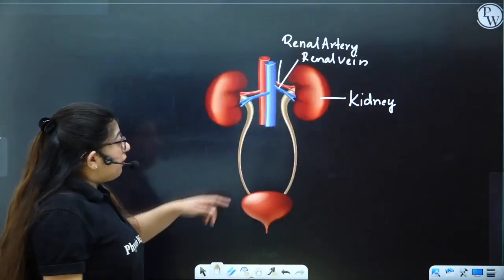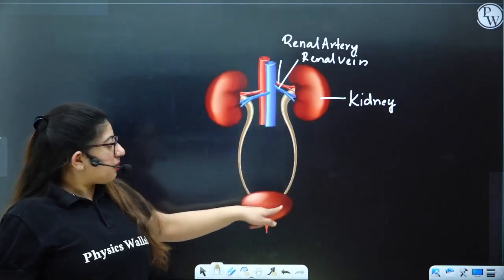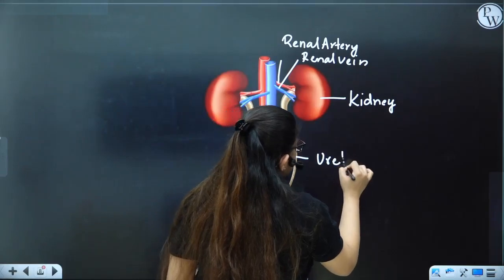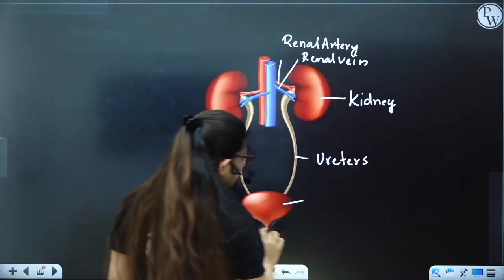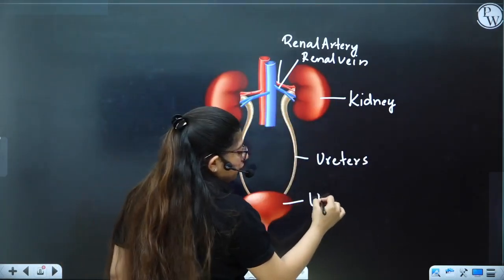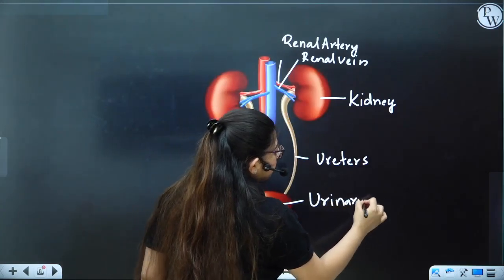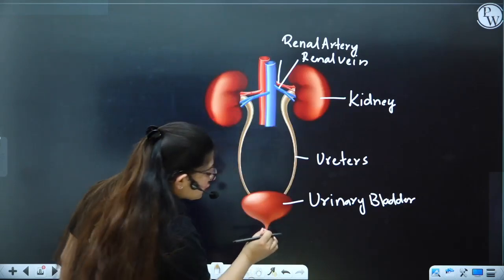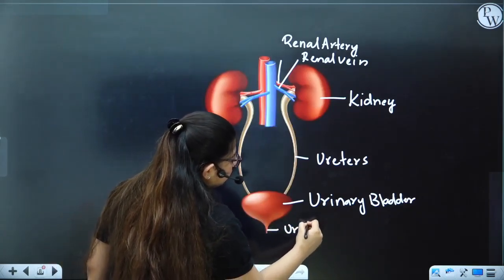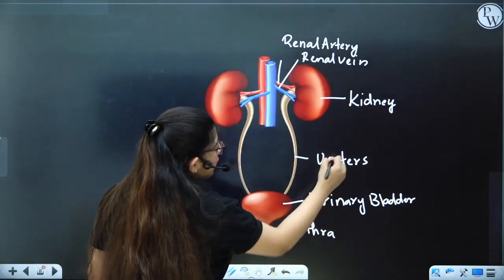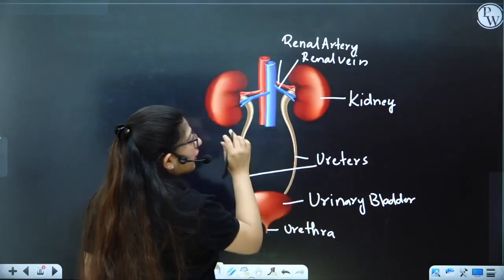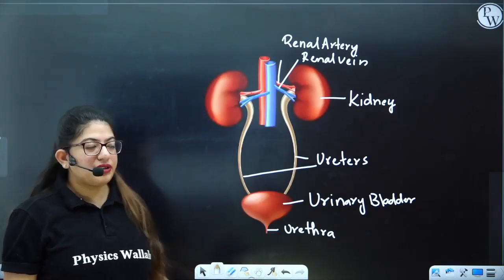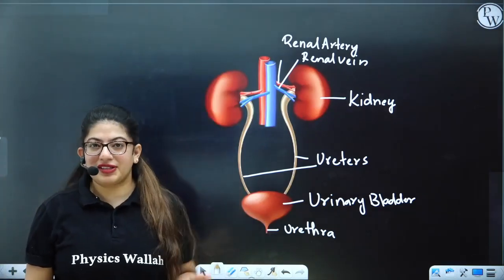Then from the kidney, small tube-like structures come out. You call them ureters. They enter into this small pear-shaped structure known as the urinary bladder, which opens to the outside through this small structure known as the urethra. So, as you can see, we have two ureters, two kidneys, one urinary bladder, and one urethra. Fine. So, that's the overview. We'll be doing that in detail.